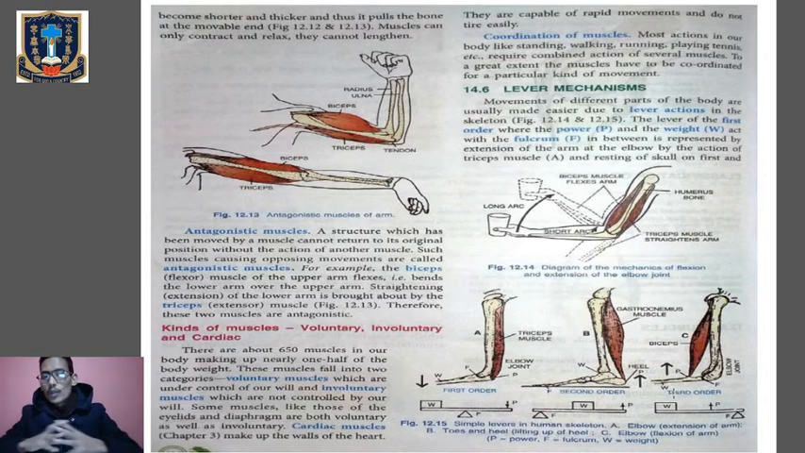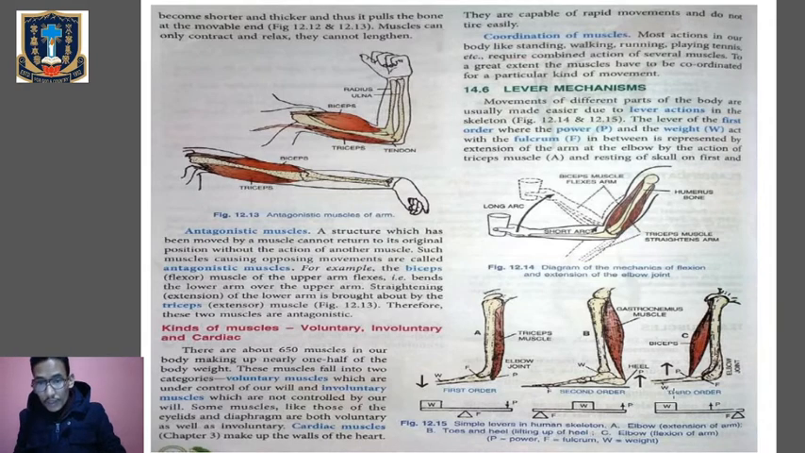Muscles have to be coordinated. When muscles undergo coordination, we will be able to walk, run, and play. But if there is no muscle coordination, then we will not be able to do any such activities. So muscles have to show coordination to perform any functions by the skeletal system.